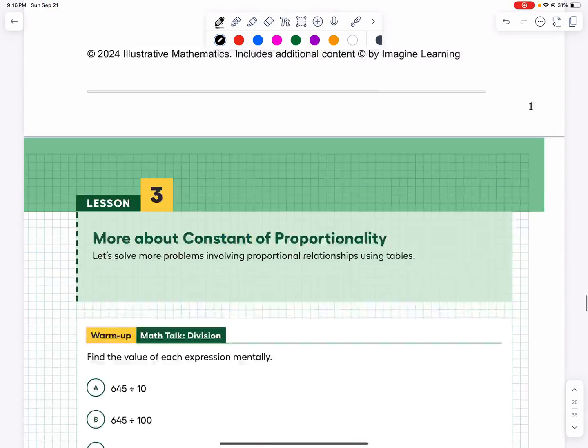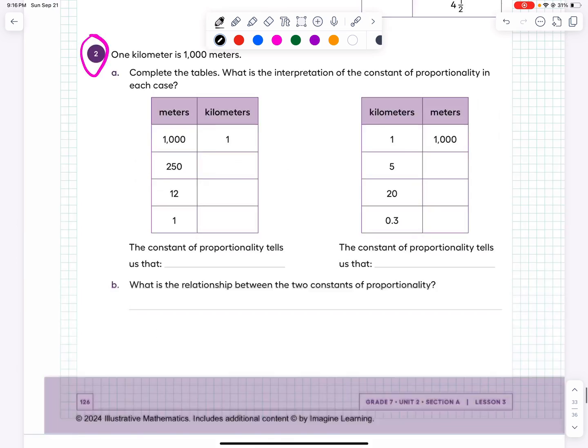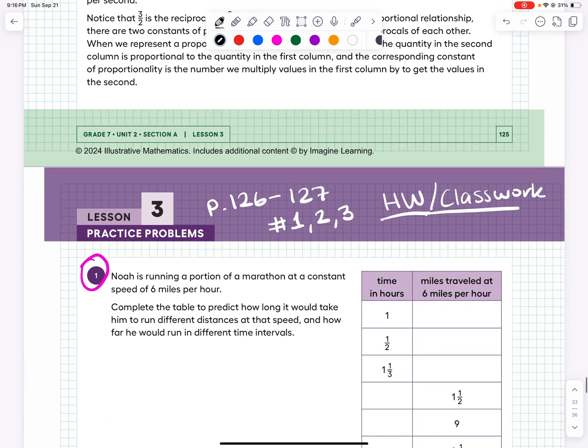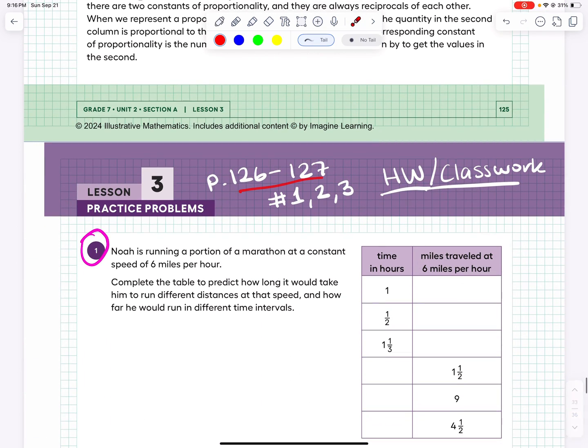All right, y'all. That's pretty much it. Your homework, you do only have 3 problems. Page 126 to 127, numbers 1, 2, and 3. Do your best.